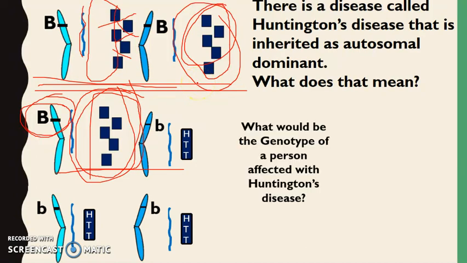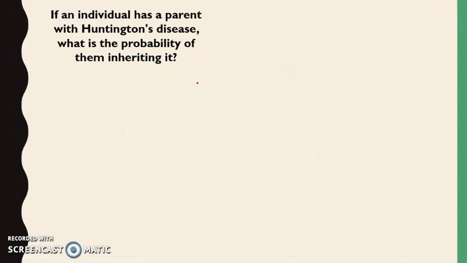So here's my question for you. What would be the genotype of a person affected with Huntington's disease? That's right. They'd be either homozygous dominant or heterozygous. Now let's think about this. If an individual has a parent with Huntington's disease, what is the probability of them inheriting that allele?